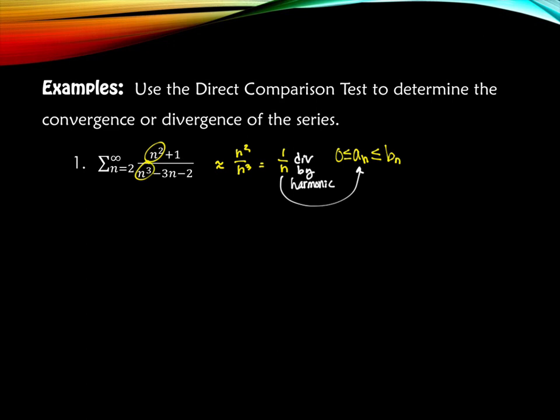It's not going to work all the time. So sometimes this is harder than others. It will work here. So take a look at this. We're going to take n squared plus 1. This is my sequence b sub n over n cubed minus 3n minus 2.